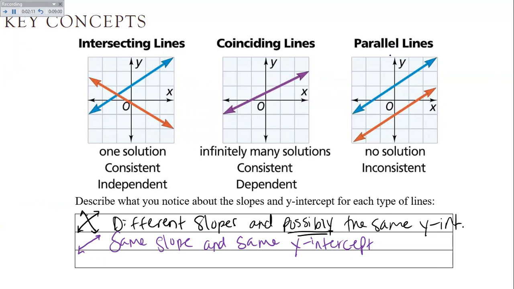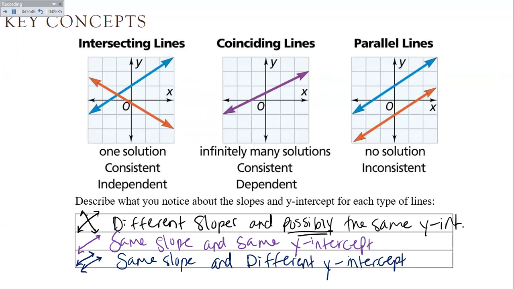All right, lastly, we have parallel lines. And when that happens, you have no solution. It's an inconsistent system, okay? So when you have parallel lines, they're going to have the same slope and different y-intercept. Okay, so they're going to have the same slope, but different y-intercept.